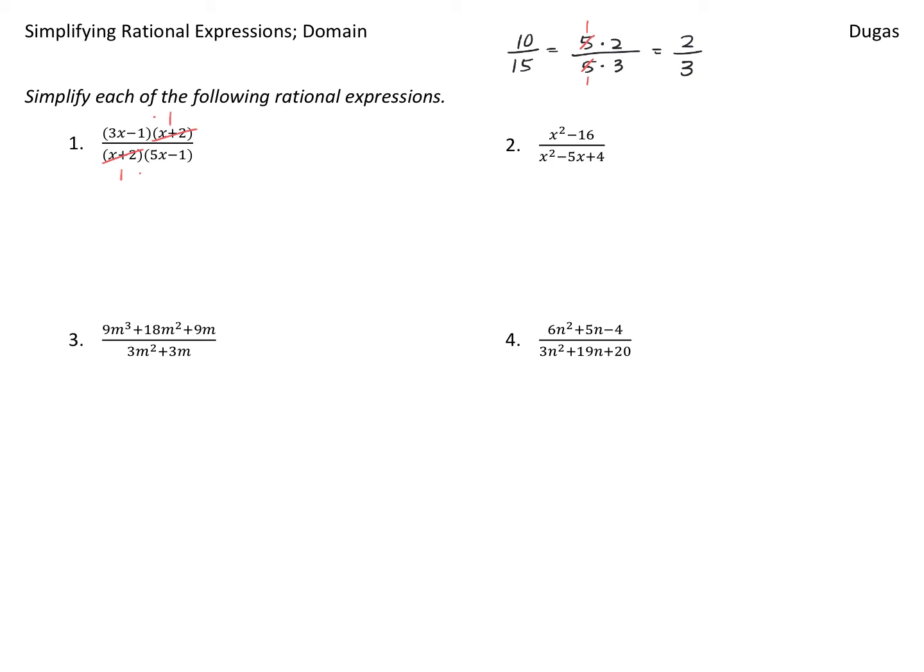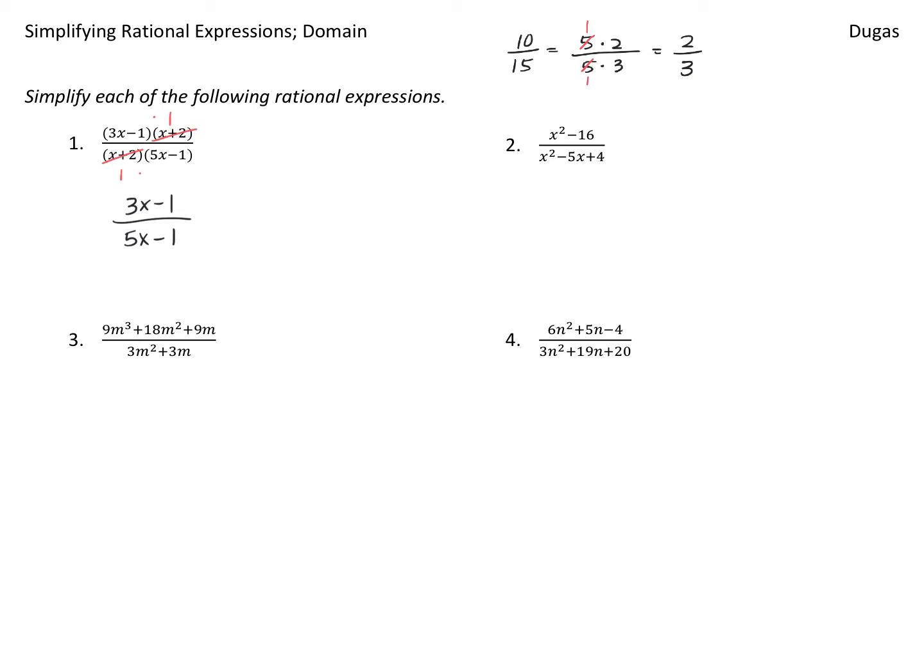So then we are going to see what we have left. On the top, we will have 3x minus 1. And on the bottom, we will have 5x minus 1. Now, you might be looking at this thinking, oh, I could cross out the negative 1s because those are the same. That is not a valid thing to do. You can't cross out something if it's attached to something else with a plus or a minus sign.